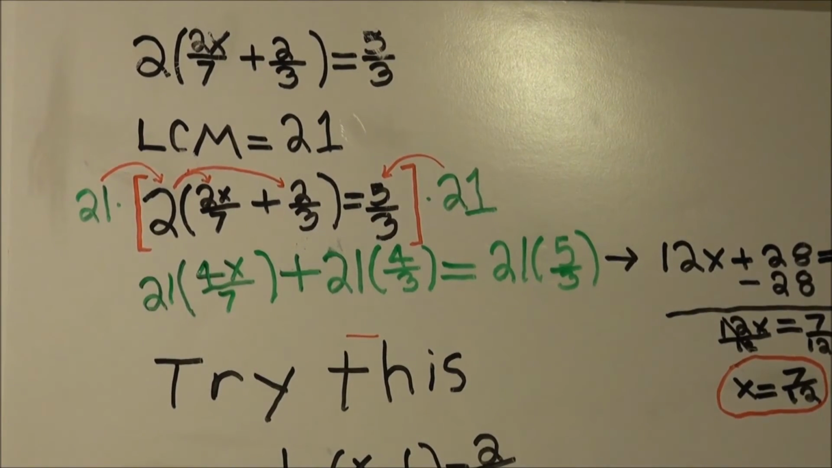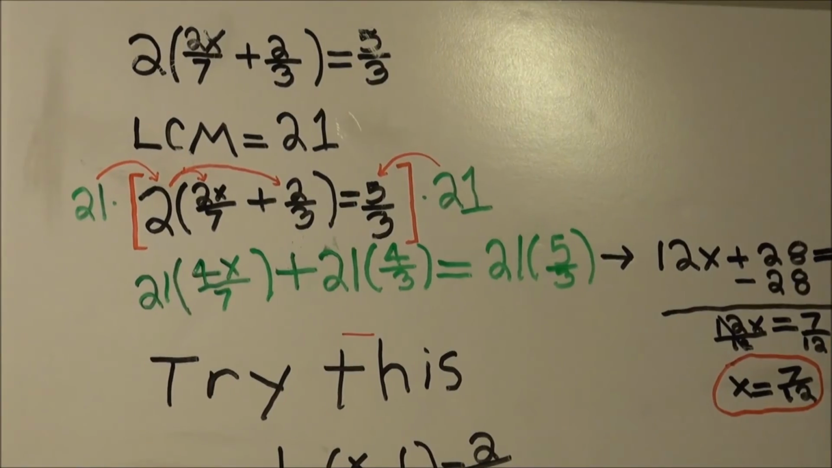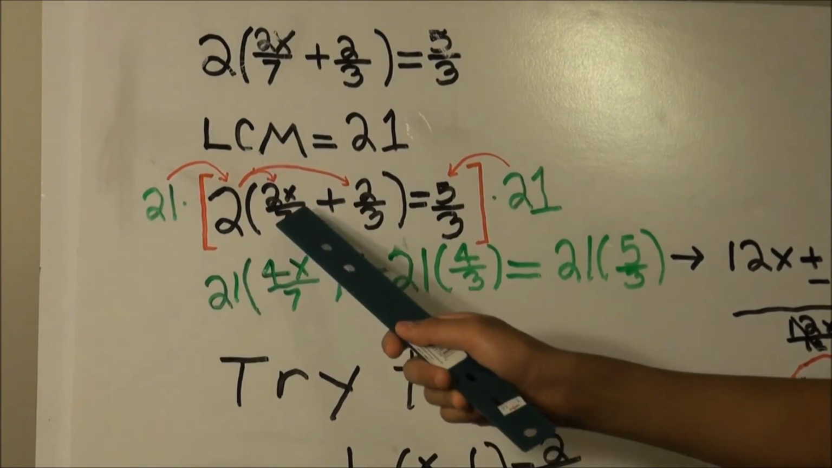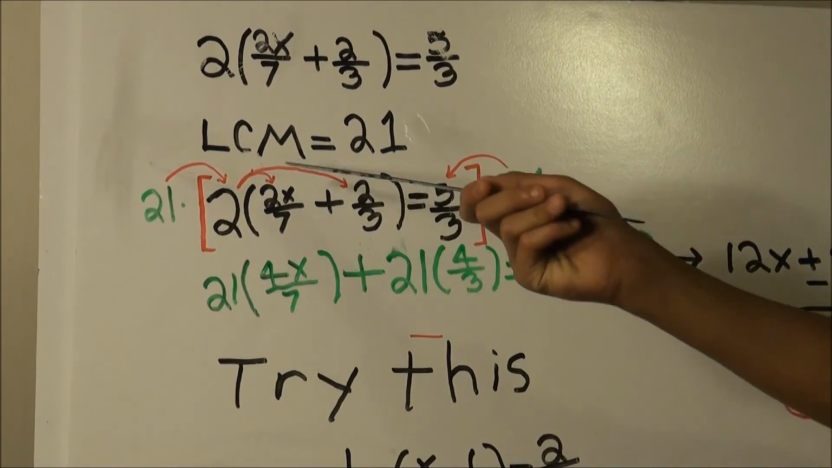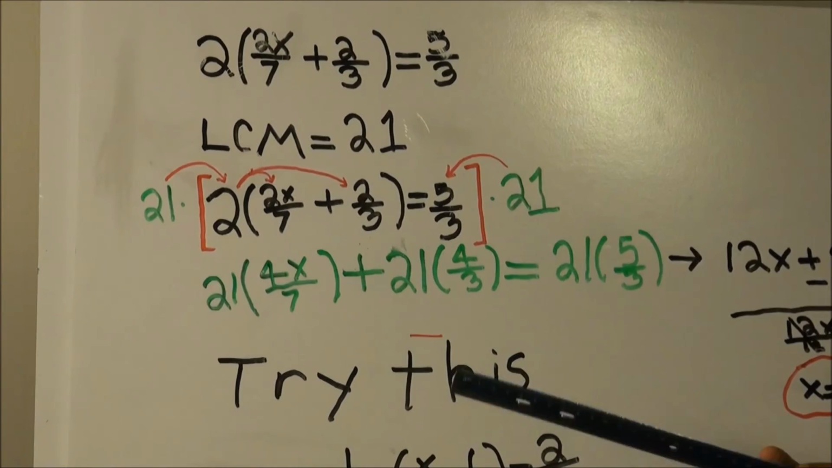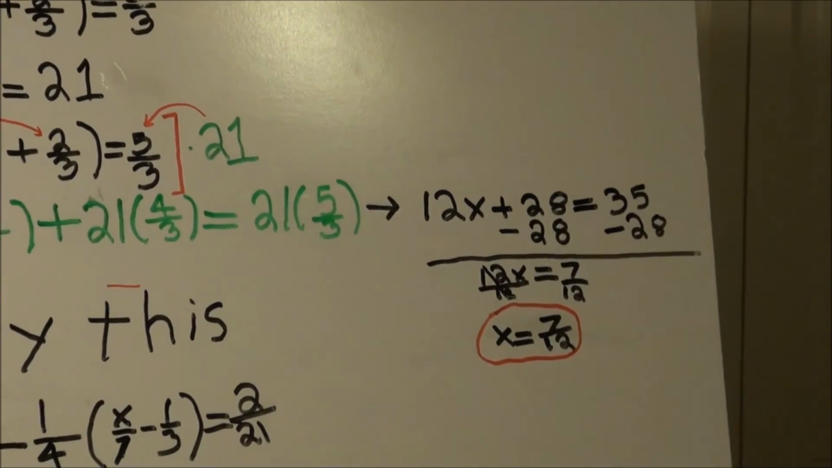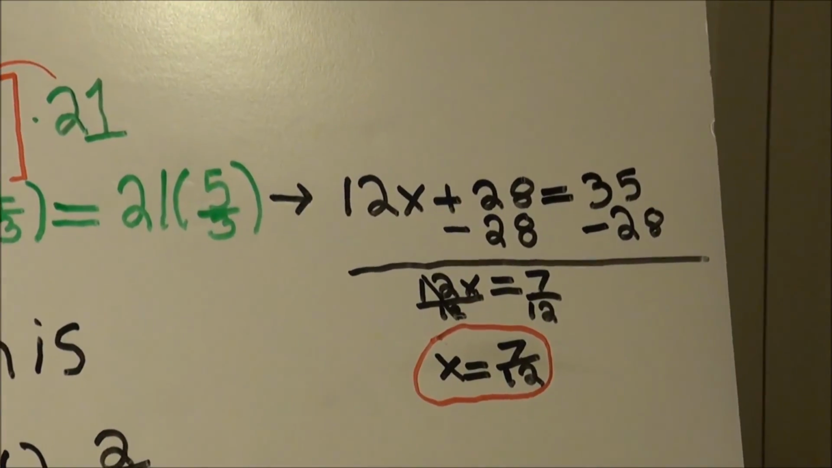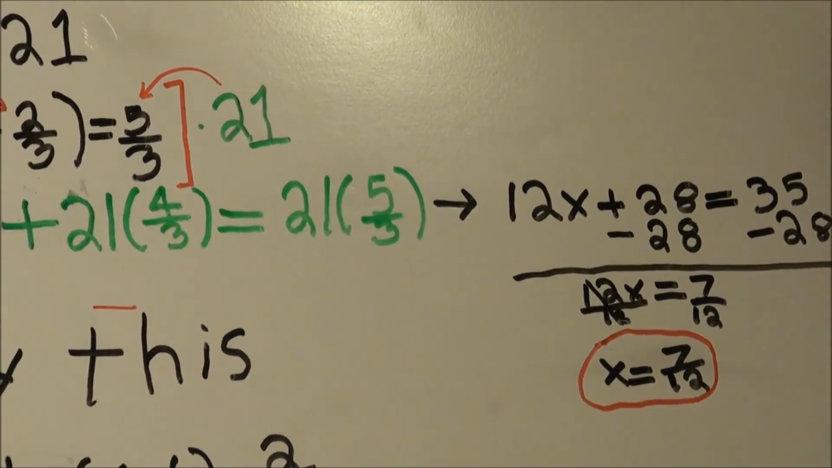So now that we've done that, we make giant parentheses around this problem, and we multiply it by 21. And make sure that you multiply everything here by 2. So what we would get is 21 times 4x over 7, remember, 2x over 7 times 2, plus 21 times 4 over 3, plus 2 times 2/3, equals 21 times 5 over 3. Now we don't multiply that by 2 because, that's right, it's not in the parentheses. And that equals 12x plus 28 equals 35, and we can solve it like any other multi-step equation. Subtract 28, and then divide by 12, and do that to both sides, and we get 7 over 12.